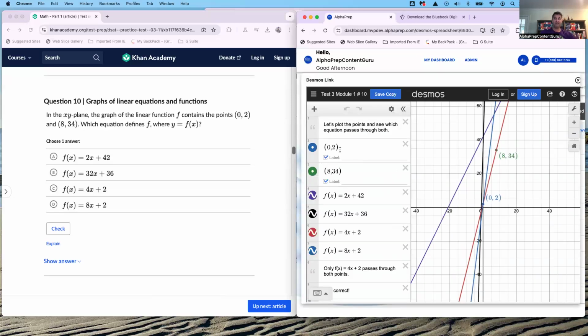So embedded here, I have (0, 2) and (8, 34). Remember, you can make everything go away. So you can say, oh, is it answer choice A? If it was, that line would go through both of those points. Is it answer choice B? Nope. Is it answer choice C? Looks like it. Is it answer choice D? Nope. So the answer is C here. Pretty straightforward and very cool that you can use the calculator in this way.